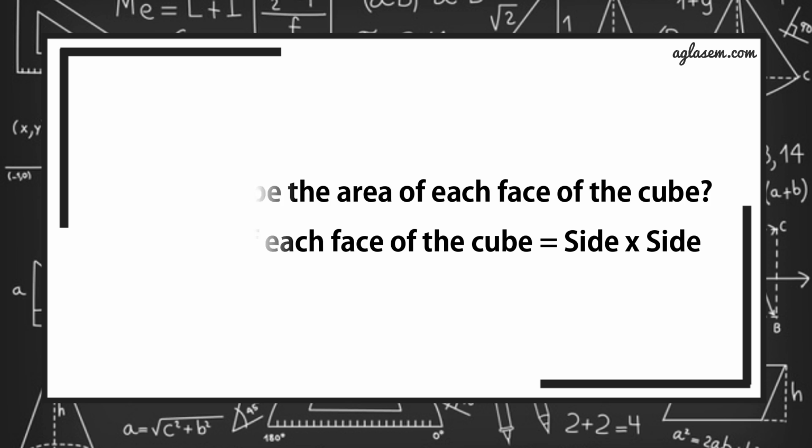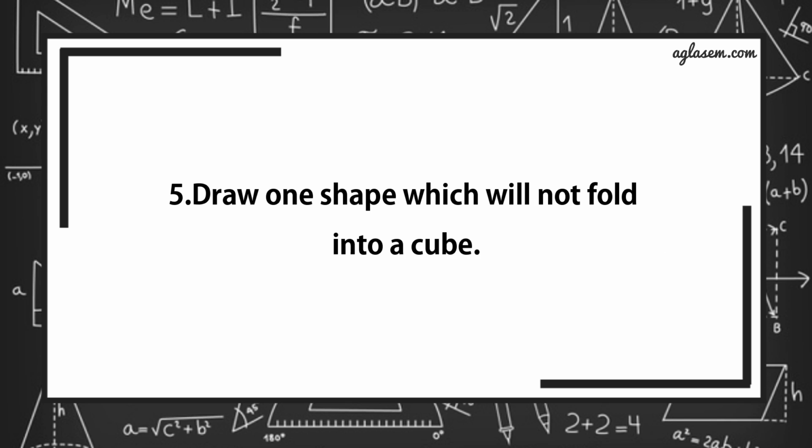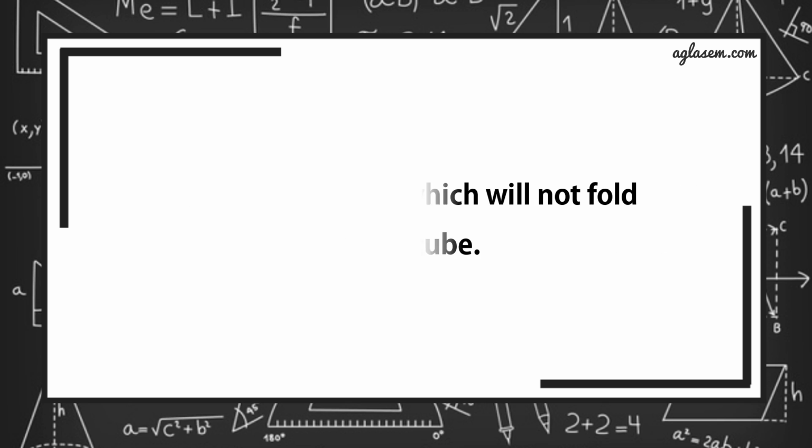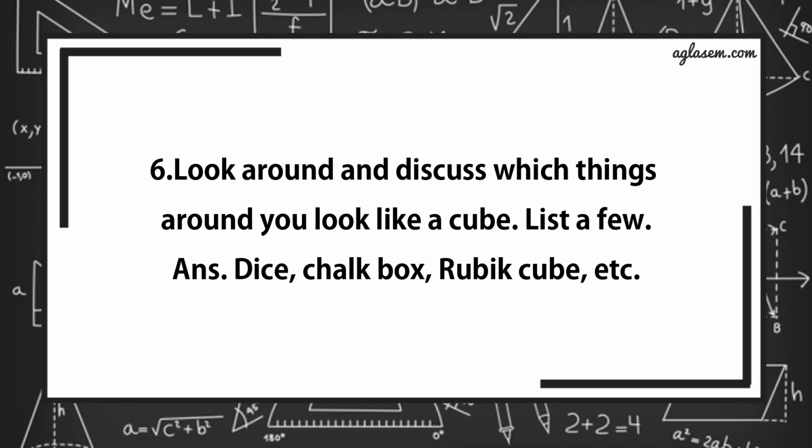Now, question number 5 says, draw 1 shape which will not be folded into a cube. So this, you can do it yourself. Now, question number 6 says, look around and discuss which things around you look like a cube. List a few. Answer is, dice, chalk box, Rubik's cube, etc.